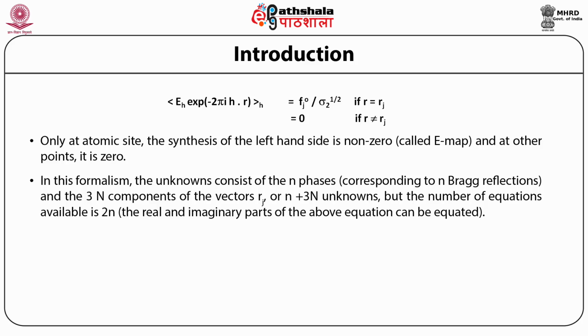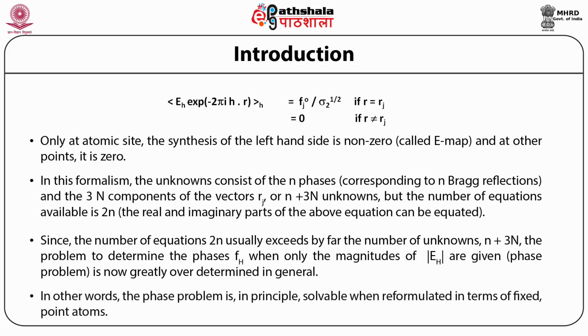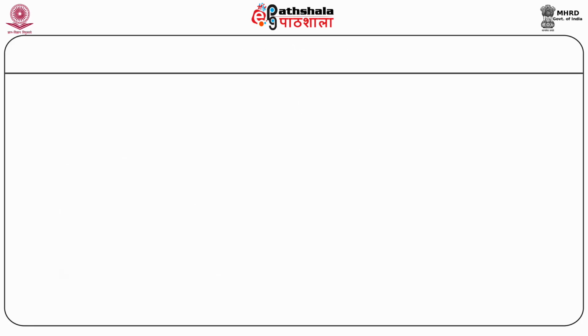As shown in the example just now, the number of equations 2n usually exceeds by far the number of unknowns, n plus 3 capital N. Though the problem, that is to determine the phases phi h when only the magnitude mod h is given, that is the phase problem, is now greatly overdetermined in general. In other words, the phase problem is in principle solvable when reformulated in terms of fixed point atoms.